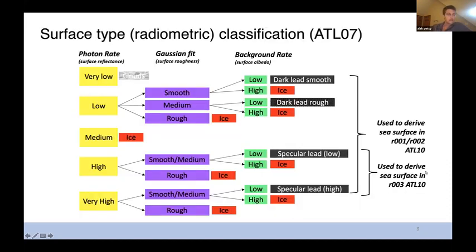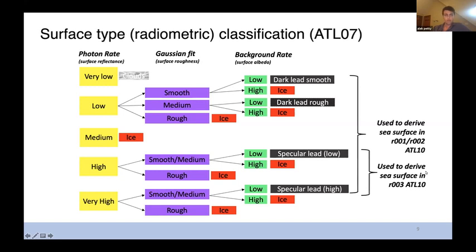So that's height. That makes sense. But then the other thing we need to do is decide whether those height segments come from sea ice or open water, because for sea ice, we want to know if it's either of those two surfaces to be able to derive freeboard. And so that's where things get a bit more confusing. This is a decision tree that was developed to try and do that.